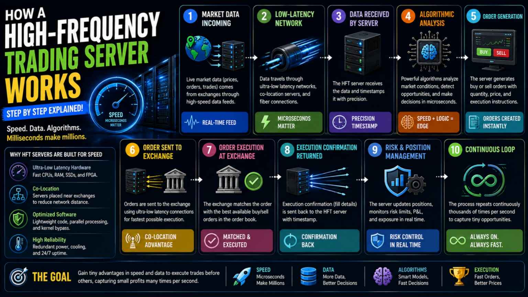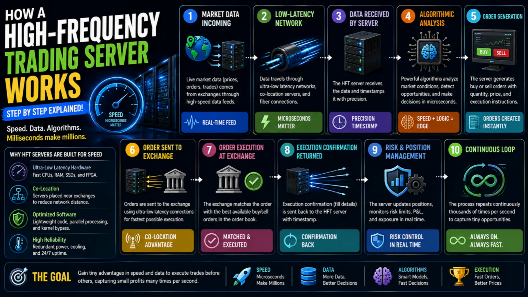In this video we will discuss how a high-frequency trading server works, step by step, and how it uses speed, data, and algorithms to process trades in microseconds. First, the process starts when live market data comes from exchanges. This data includes prices, orders, trades, order book updates, and market movements. Since high-frequency trading depends on quick decisions, real-time data feed is the first important input.